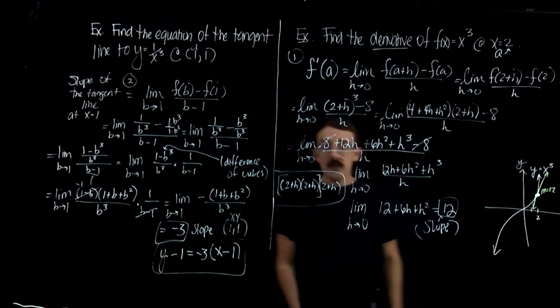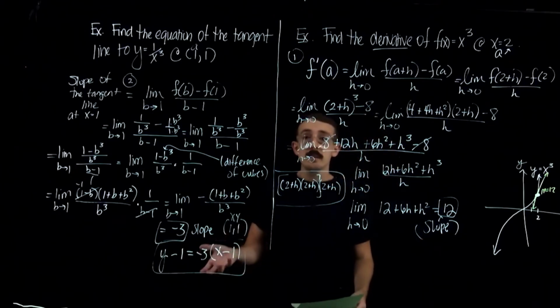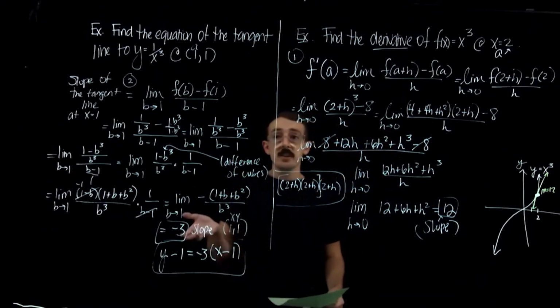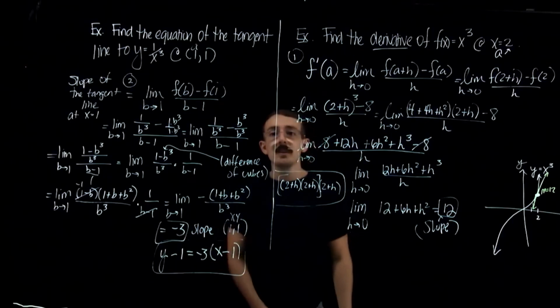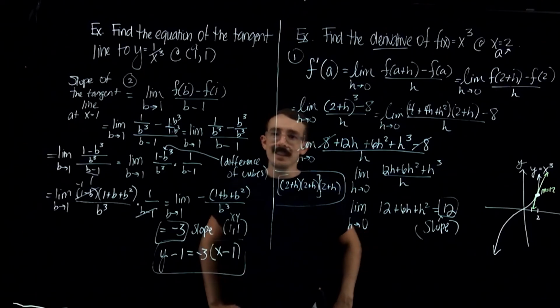OK, so it looks like from here, I'm just going to do a couple more typical examples of using the definition of the derivative. And then last, I'm going to talk about linear approximations. I'll give you one good example of that. So see you in just a second.